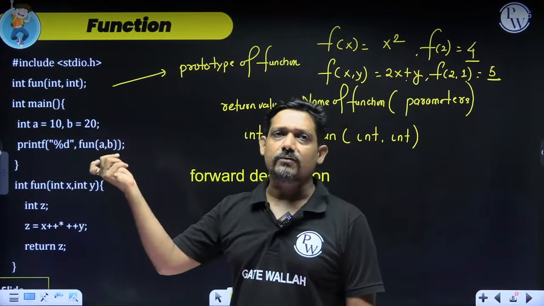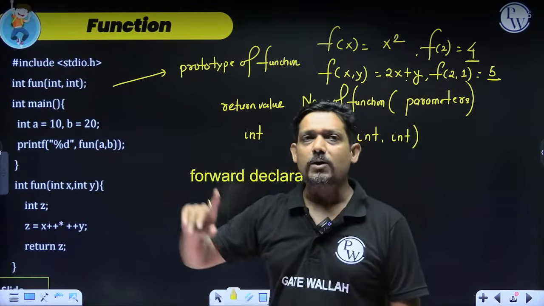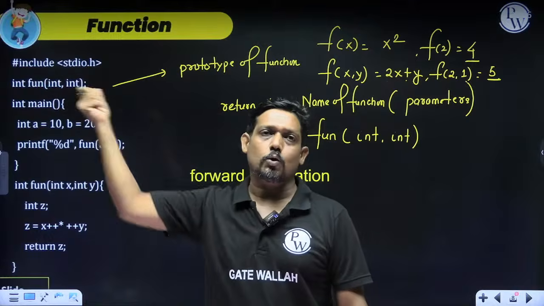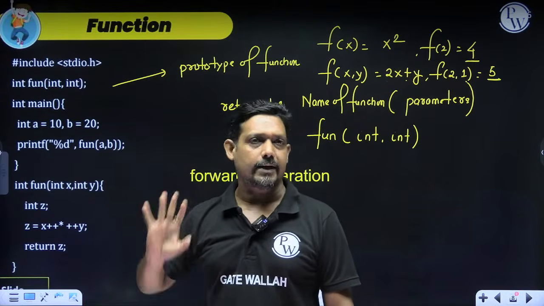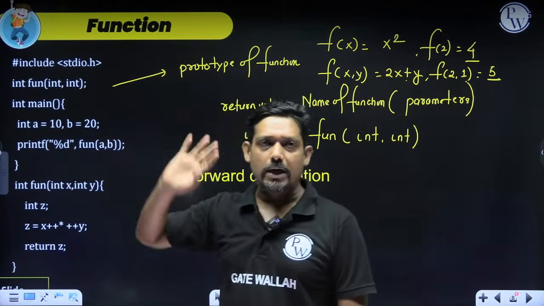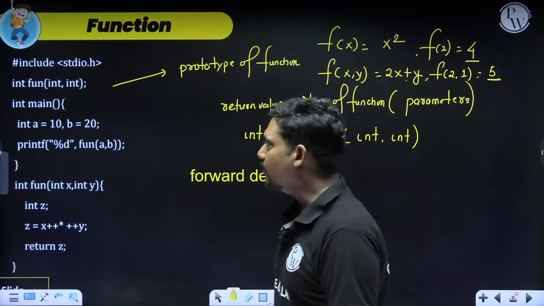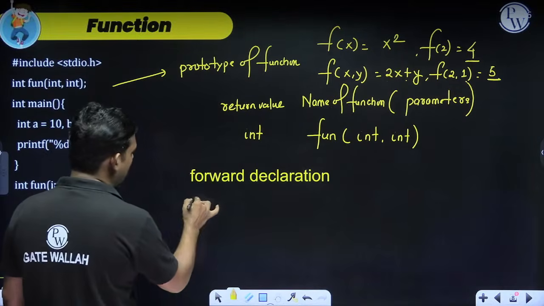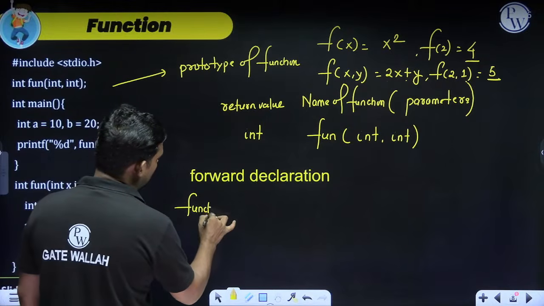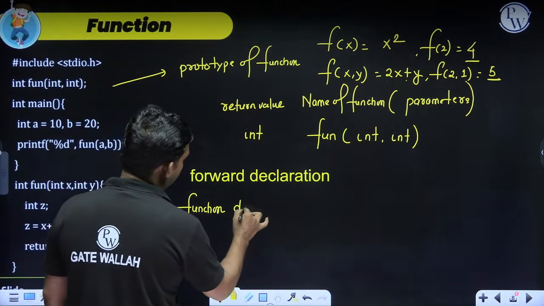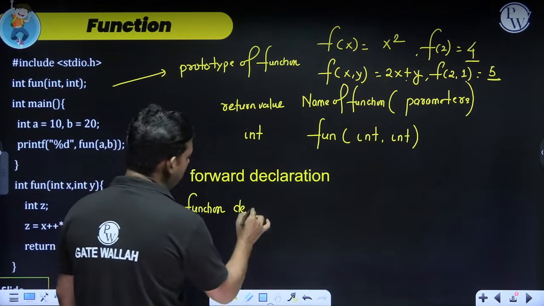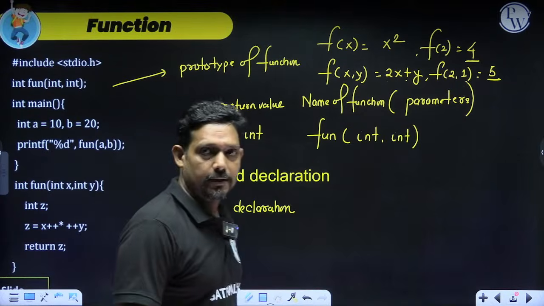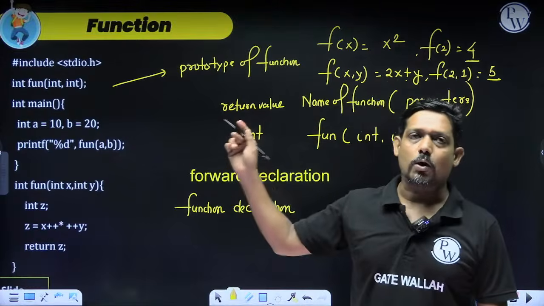So whenever the term fun(a, b) comes, it has already been informed that it's a user-defined function, and this is the prototype of it. It takes two integers and returns an integer in this case. You can call it a function declaration also, or a forward declaration. So you declared the function. That is the forward declaration for it.